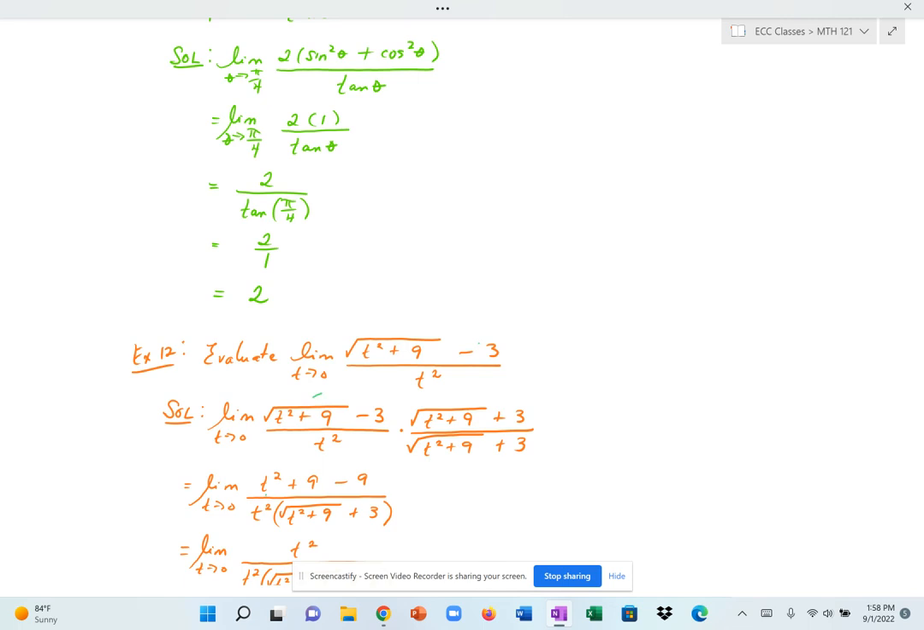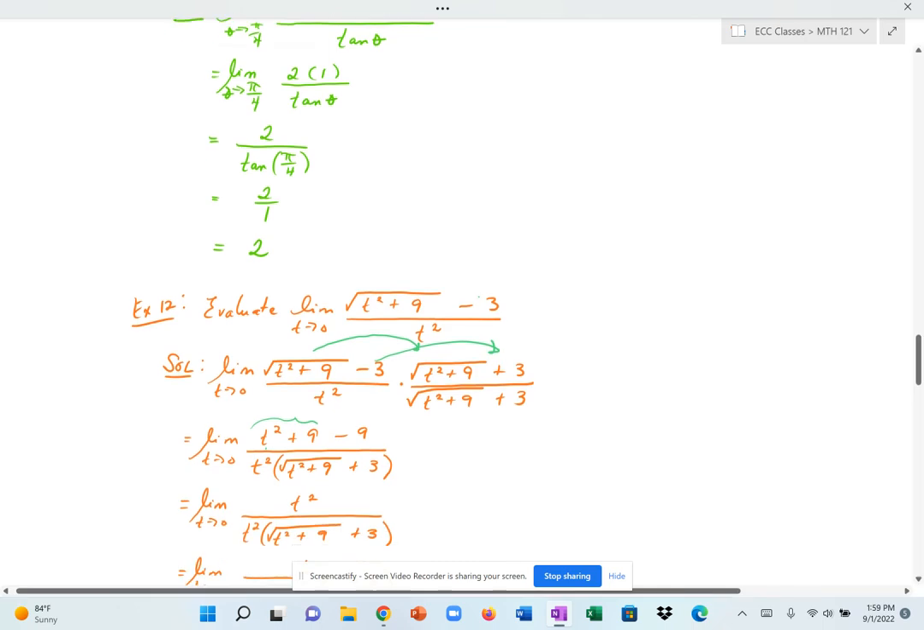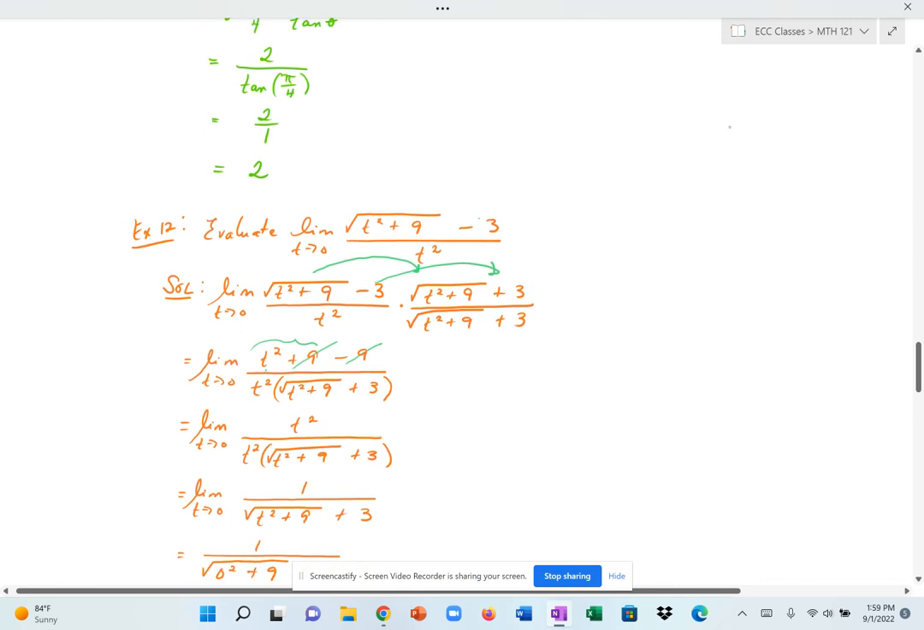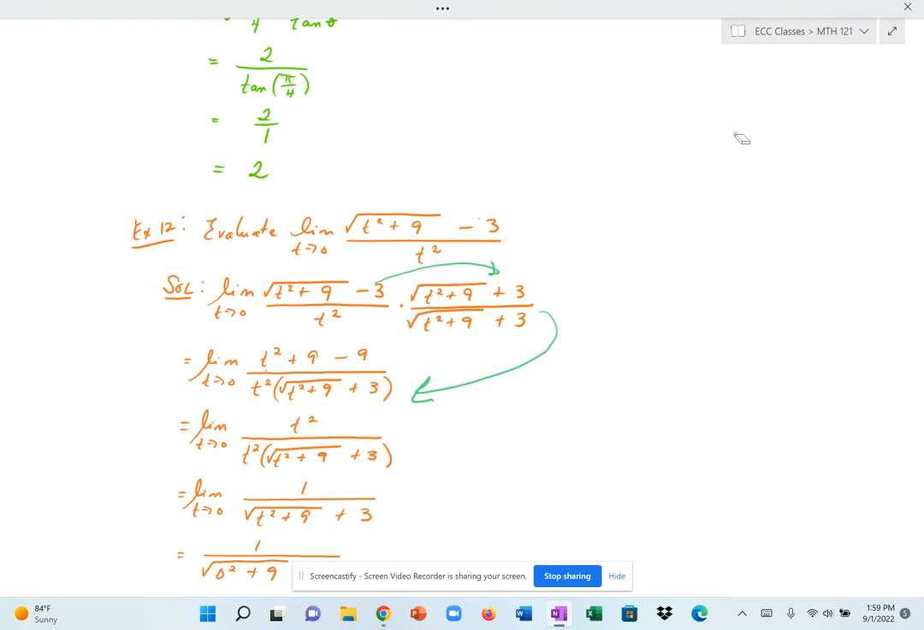So when I FOIL this out, this square root times this square root just gives me t squared plus 9. My outer and inner terms will cancel, and then my last is minus 9. So in the numerator, I am able to cancel the 9's, and in the denominator, just put them next to each other. Don't distribute the t squared. That's not going to help. You want to see what you can do in order to cancel. And at this point, you can cancel because the t squared in the numerator will cancel with the t squared in the denominator, and I'm just left with 1 over the square root of t squared plus 9 plus 3.